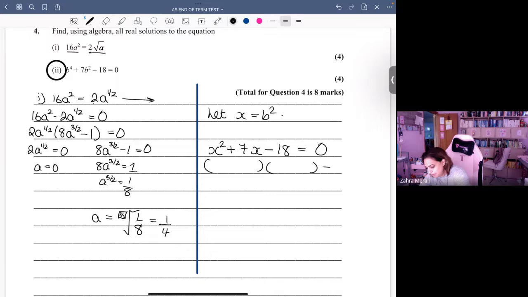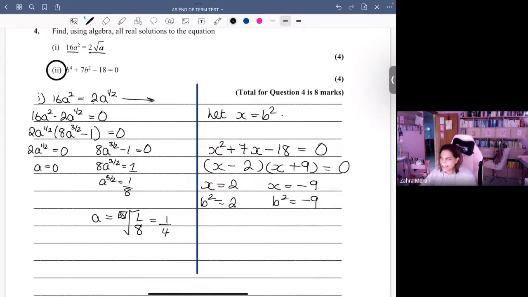At this point, if you just put that in your calculator as a polynomial and got your two x values, that's fine. But it's quite an easy one, so we should be able to factorize: factors of 18 with a difference of 7, 9 and 2. So we want plus 9, minus 2. But again, like I said, if you just went straight to x equals 2 and x equals minus 9, you didn't lose any marks. Okay, so b squared equals 2, b squared, because that's what x is.